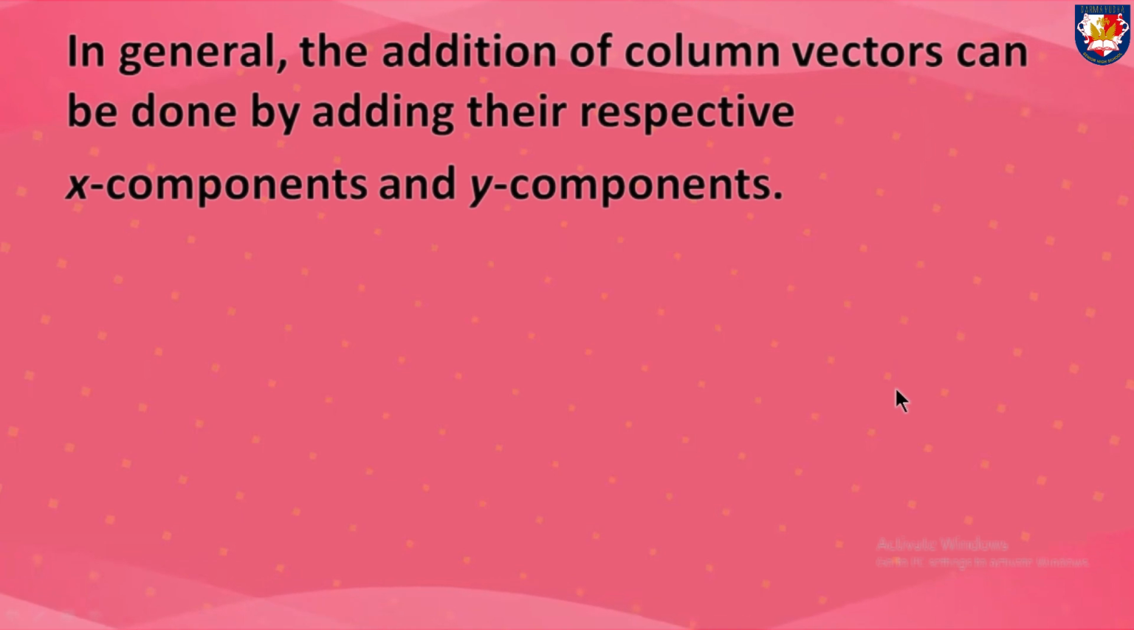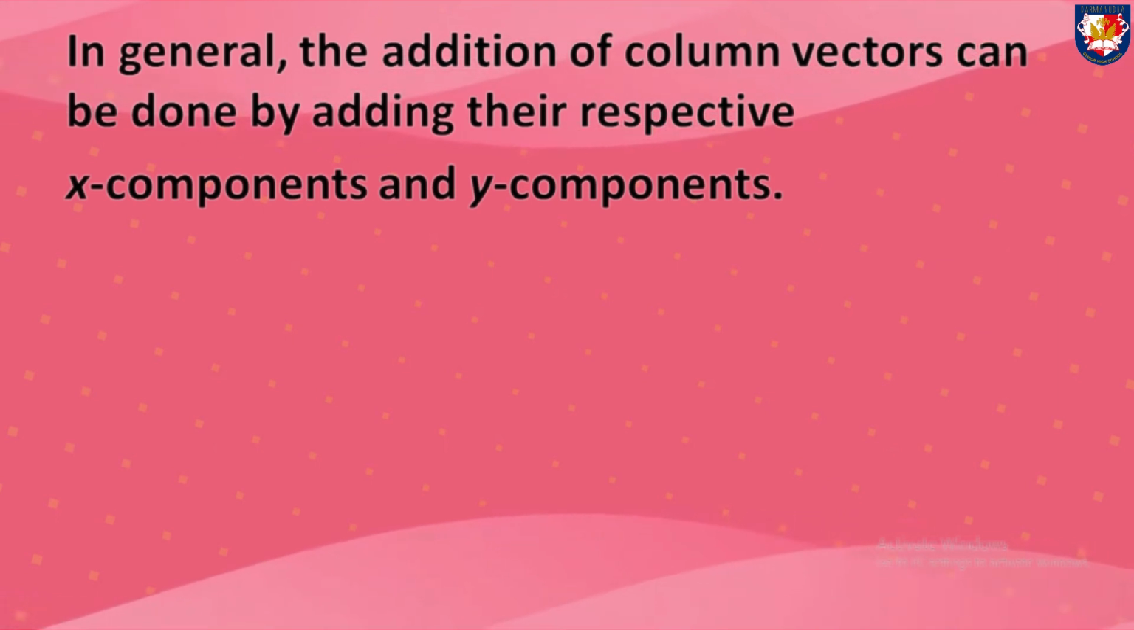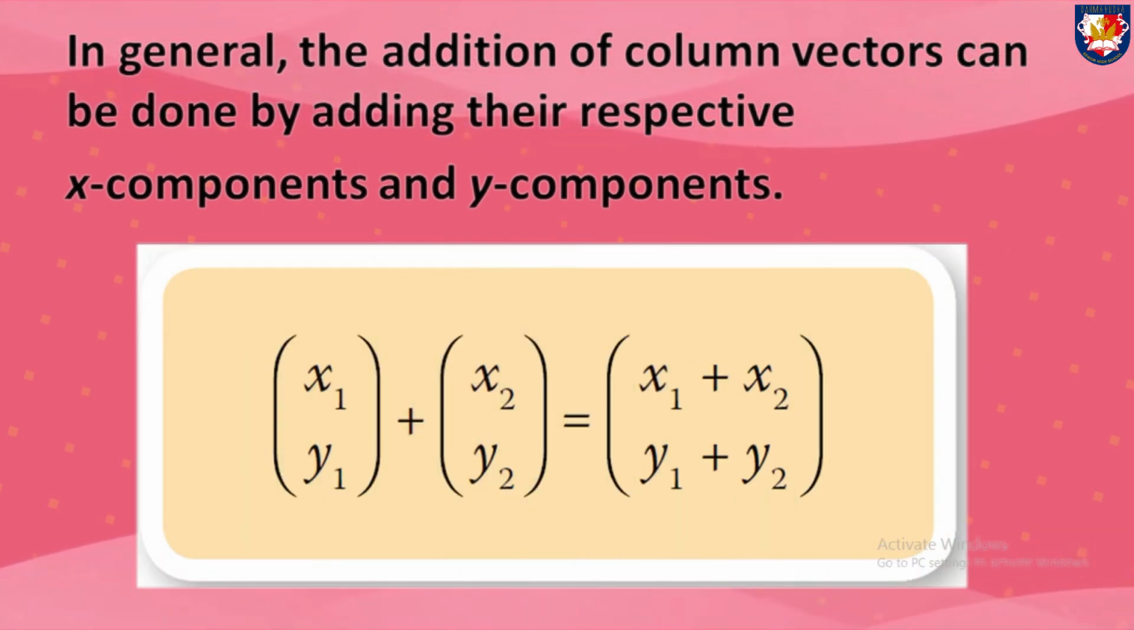So in general, the addition of column factors can be done by adding their respective x components and y components. So if there is a factor (x1, y1) plus factor (x2, y2), the resultant or factor sum is (x1 plus x2, y1 plus y2).